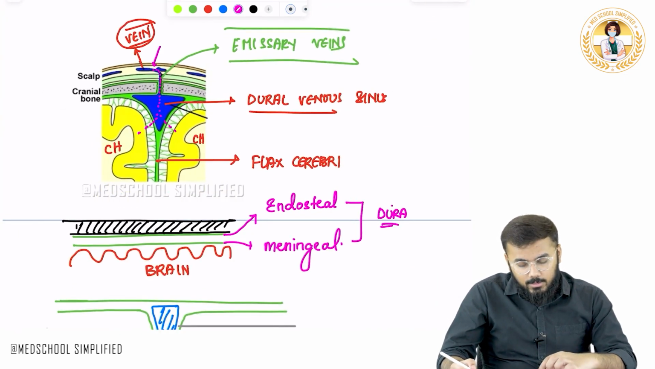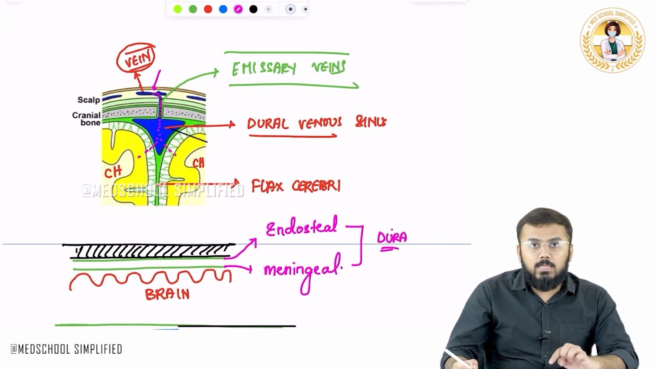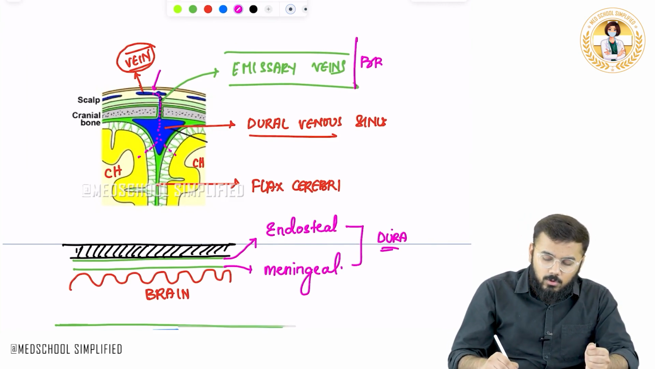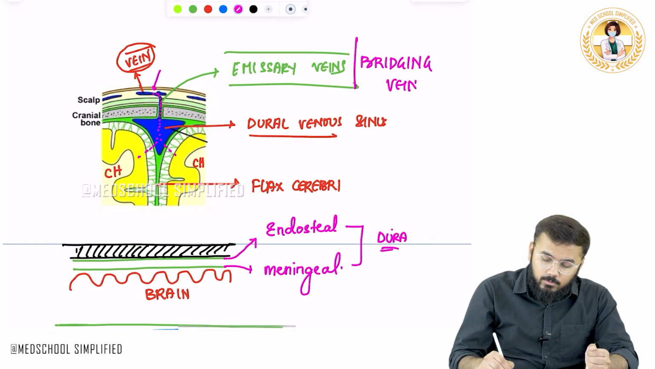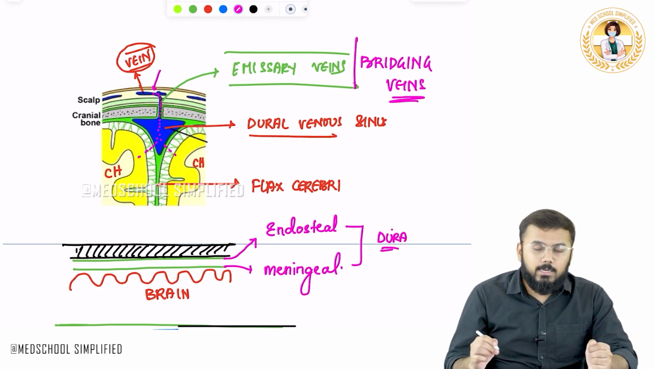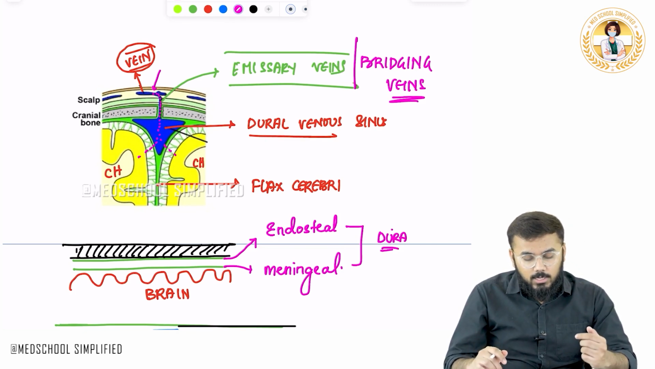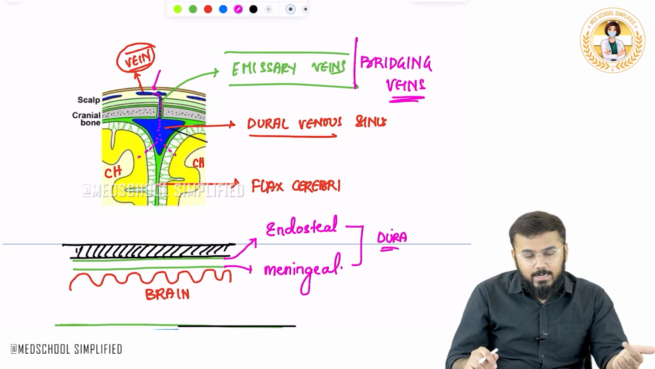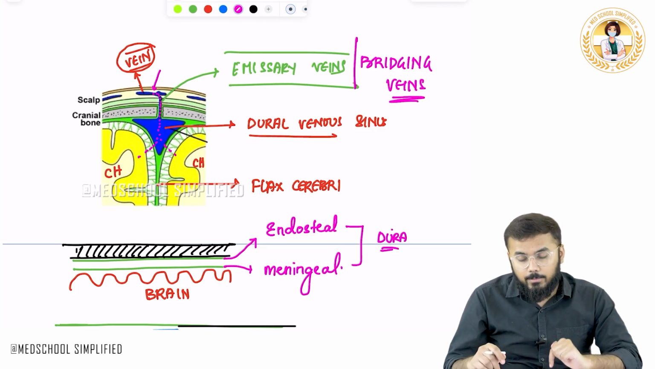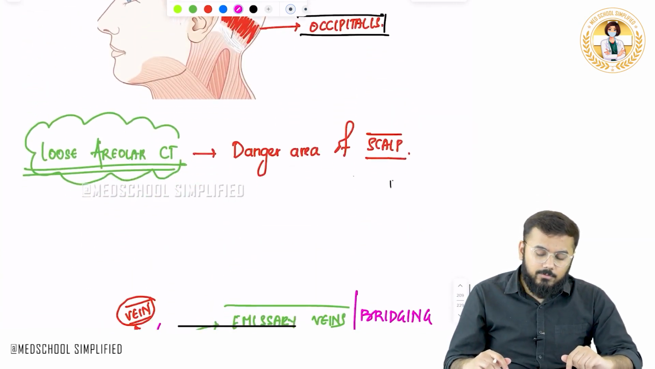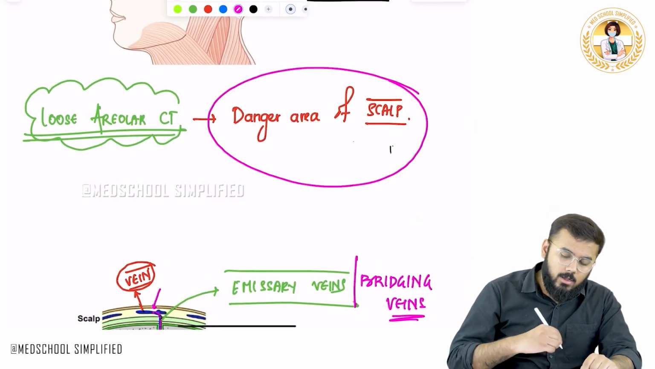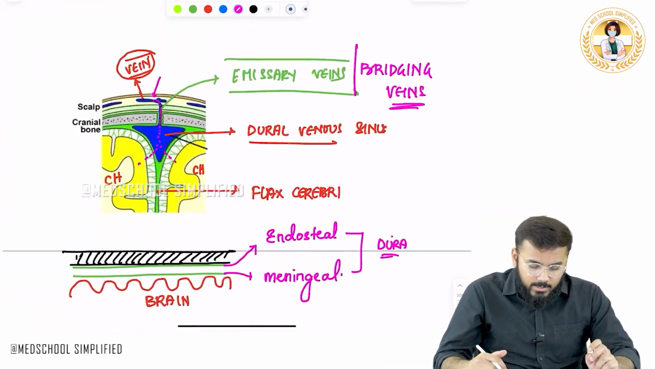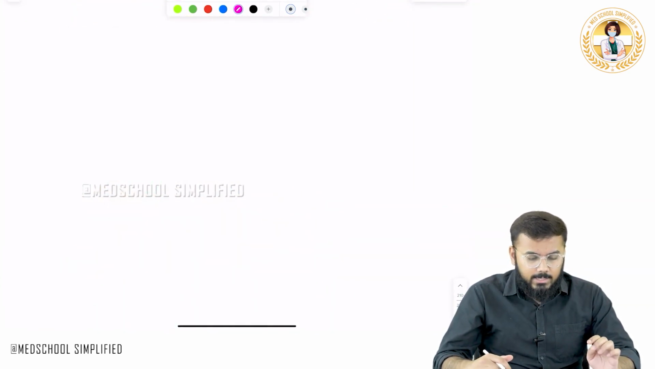Okay, so can I tell emissary veins are bridging veins. So why are emissary veins very dangerous? This is the reason why emissary veins are dangerous, because the infection from outside can easily be sent inside into your brain, the dural venous sinuses, with the help of these emissary veins. Okay, that is why you call this the danger area of your scalp. Now in the scalp, let us look at the arterial supply of the scalp.